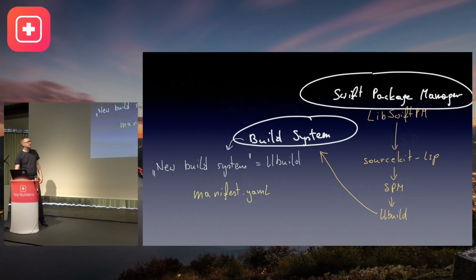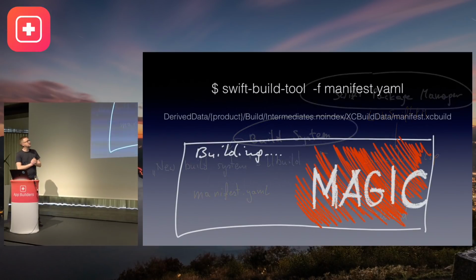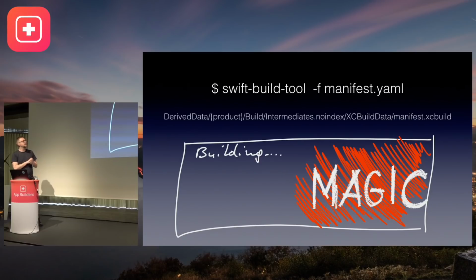What it does, basically, generate some file that is the manifest, and you can execute this manifest, and you can build your whole project. In Xcode, there's a path where you can find the manifest generated by Xcode. It's very straightforward, very helpful to use.